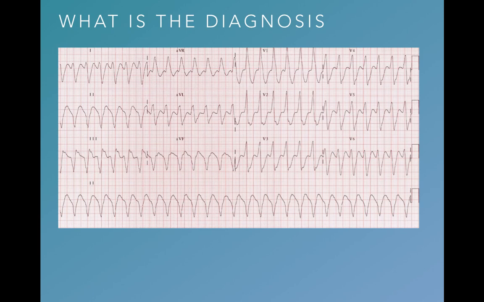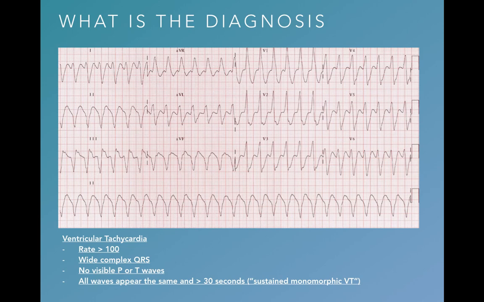Okay, so what is going on with this? So now all you see are big, wide QRS complexes. You obviously don't see any P waves or T waves. If you look at the R waves, you can see that this is definitely severely tachycardic, with widened QRSs. So this patient is now in ventricular tachycardia.